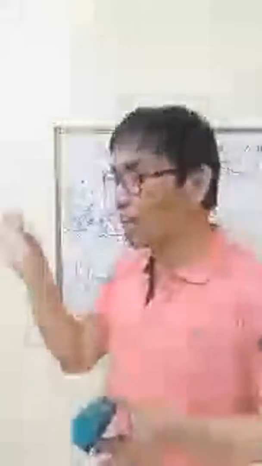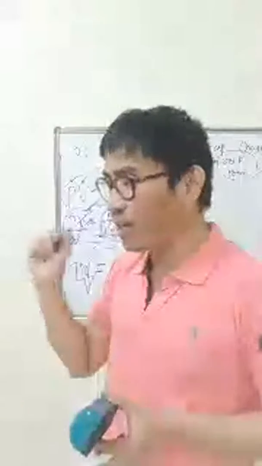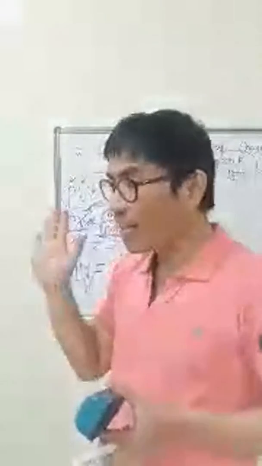What is the rule in algebra? PEMDAS, right? Start with parenthesis, then after that multiplication, then division, then addition, and then subtraction. This is the PEMDAS rule in algebra. You must follow the sequence. Okay? Use the PEMDAS rule.